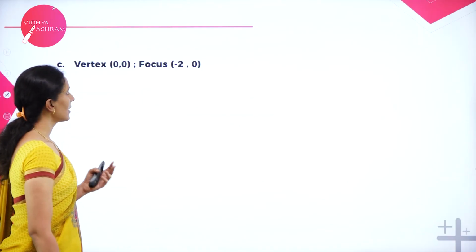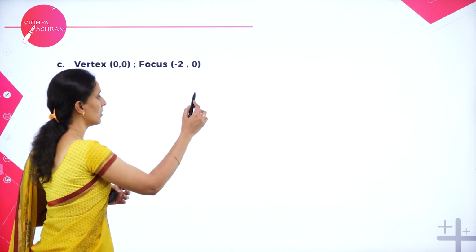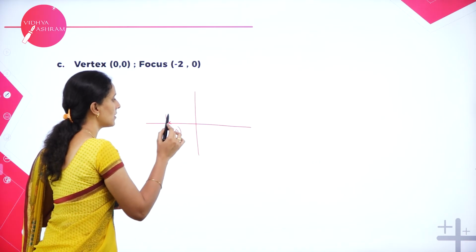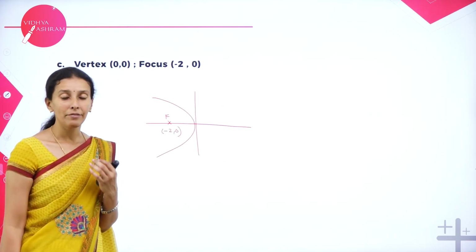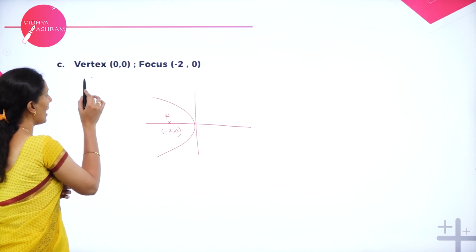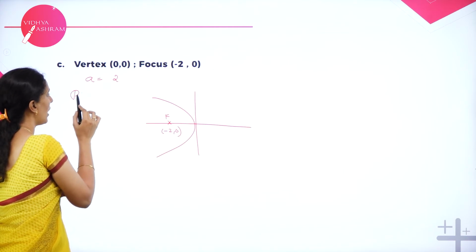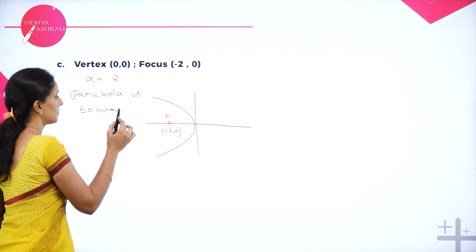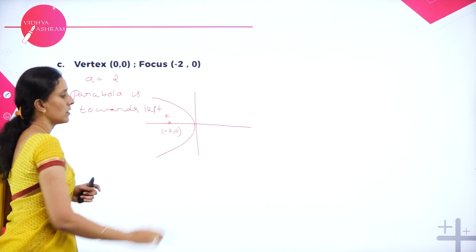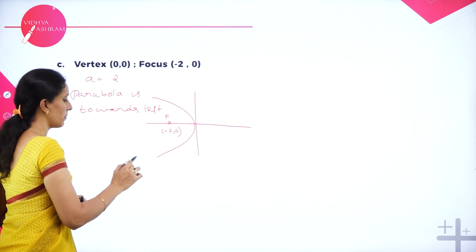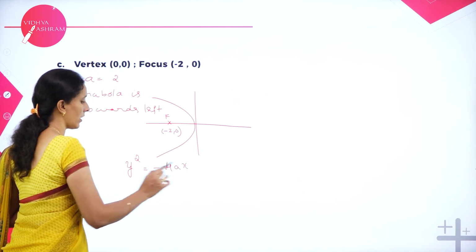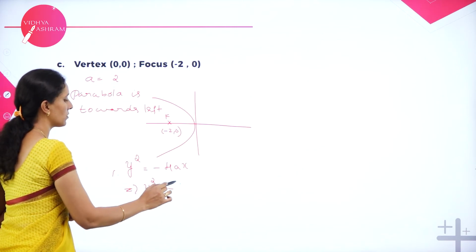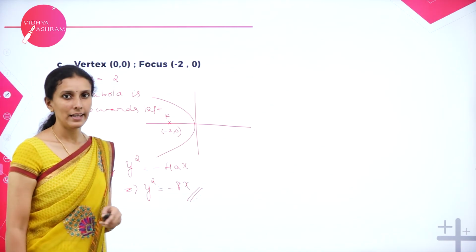Next one, vertex 0, 0, focus minus 2, 0. So here, if focus is somewhere at minus 2, 0, then the parabola will be like this. It's a left-handed parabola. So therefore, a value we get as 2 and parabola is towards left. Since the parabola is towards left, the general equation becomes y square is equal to minus 4ax. So this implies y square is equal to minus 4 into a, 4 2s are 8x. So this is the standard equation.